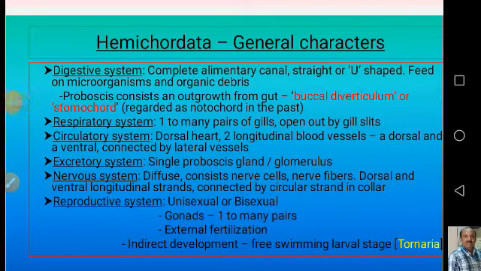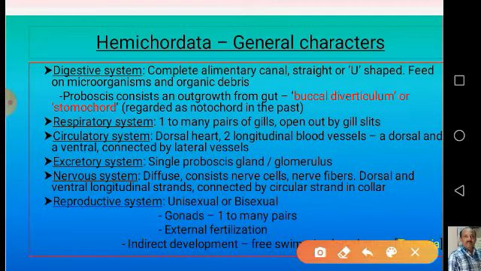So coming to the next general characters of hemichordates, the physiological systems, starting with the digestive system. Here in the digestive system of hemichordates, a complete alimentary canal is present from mouth to the anus, and this alimentary canal is again divided into foregut, midgut and hindgut. In some animals it is straight, or in other animals it may be U-shaped, and it opens outside through the anus.